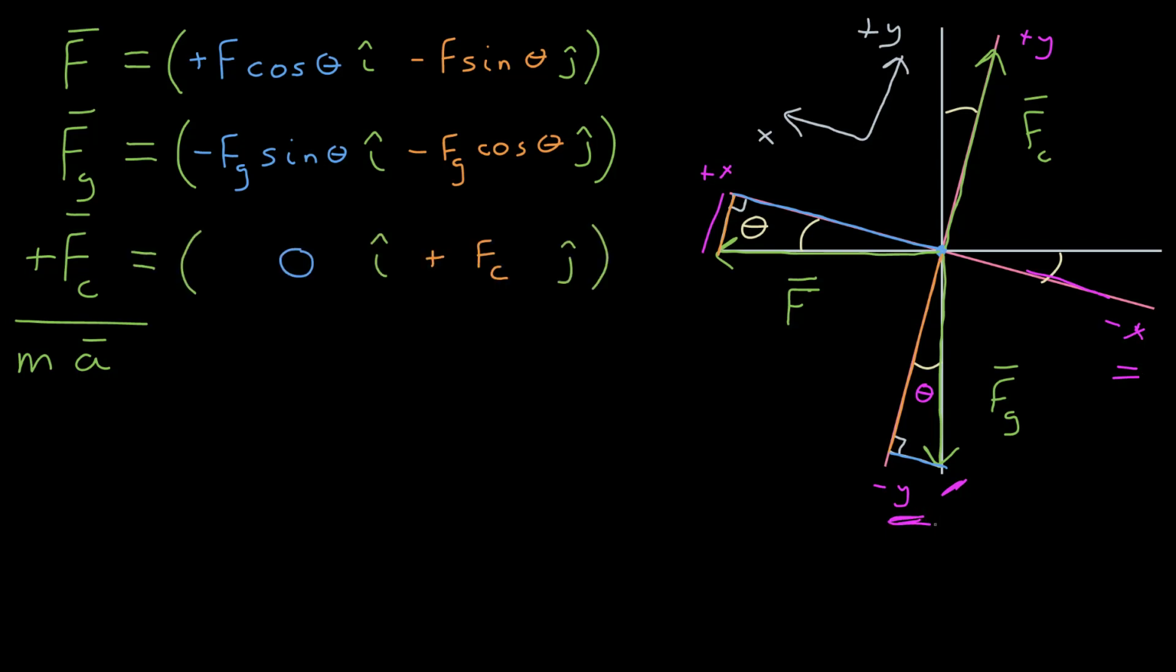The y component is the magnitude times cosine theta, and it is pointing in the negative y direction. The final force is the contact force, only has a component along the positive y direction, so its x component is 0 and the y component is simply the magnitude.